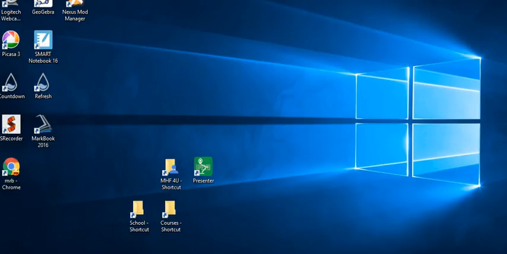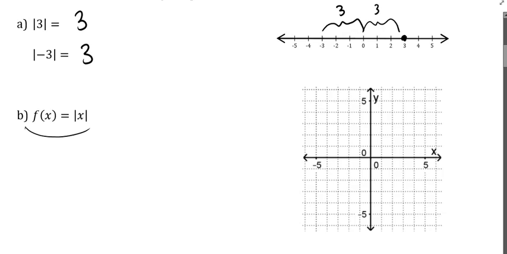So the absolute value of 0 is 0. The absolute value of 1 is 1. 2 is 2. 3, we already did that one. 4 is 4. Right? What's the absolute value of negative 1? It's also 1. Negative 2, 2, negative 3, 3, negative 4, 4. And that should be a familiar look from grade 11. You do a lot of graphing absolute value in grade 11.